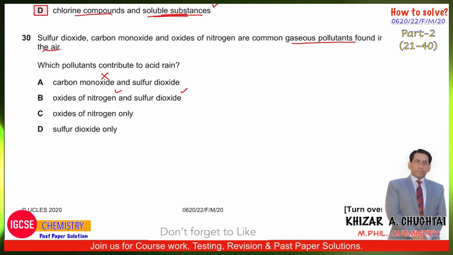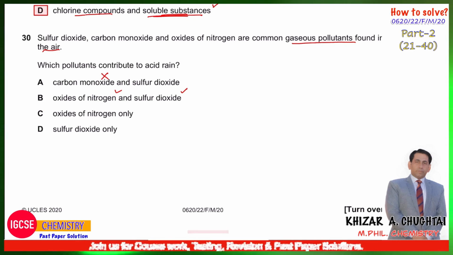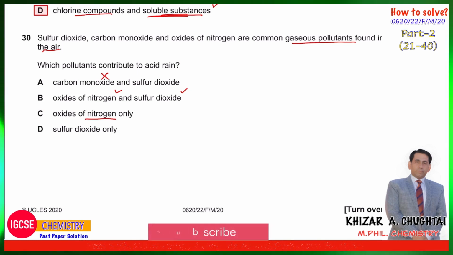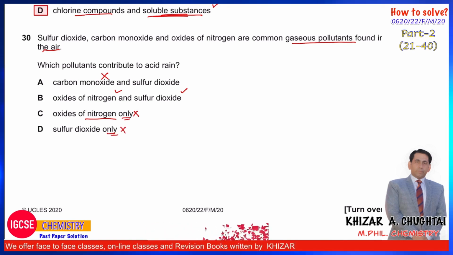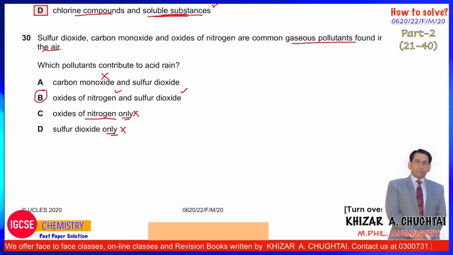However, let me check the other options. Oxides of nitrogen only, option C. No, not only. Sulfur dioxide only, again, not only sulfur dioxide. So it is confirmed that B is the correct option.